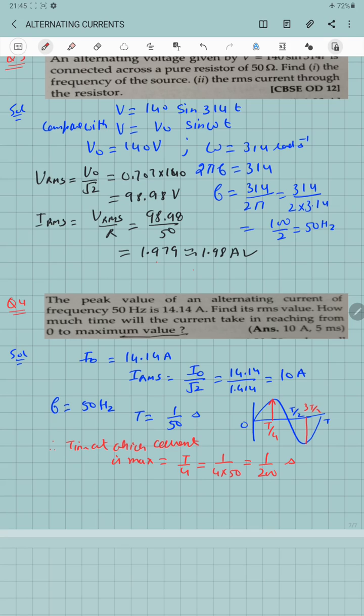You can also divide the result. You will get 0.005 second, which is 5 milliseconds. So after 5 milliseconds from 0 time, the current will become maximum. Thank you.